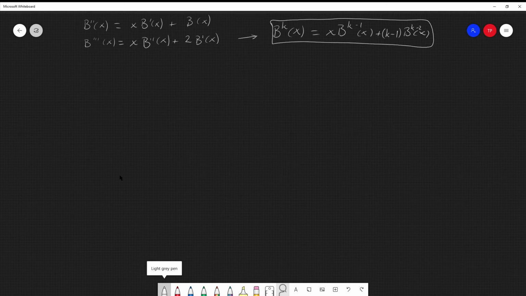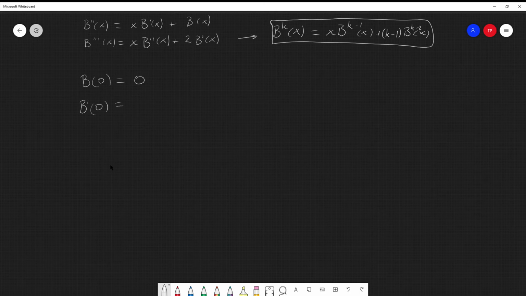So let's see. We want to know these values, but when x equals 0. So we're going to say b of 0 equals 0. And that's just because this is the integral between 0 and x, which is 0, of some function. And the integral between 0 and 0 is going to be 0, because there's not going to be any area in that.